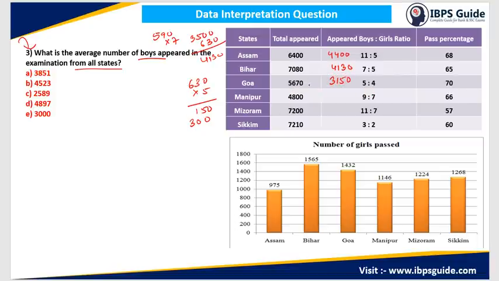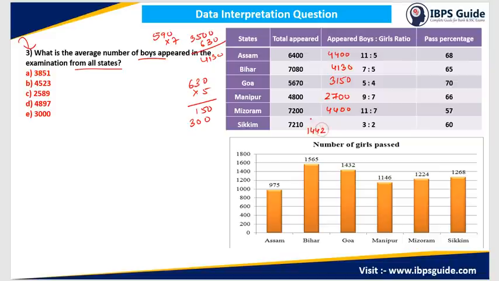Here this is 16, 16 part is what? 4800, so 1 part is 300, so 9 part will be what? 2700. Again this is 18 part, 1 part is 400, so 11 part will be what? 4400. So here it is 5 part, 5 part is equal to what? 7210, so we have already determined in the previous slide that 1 part will be what?